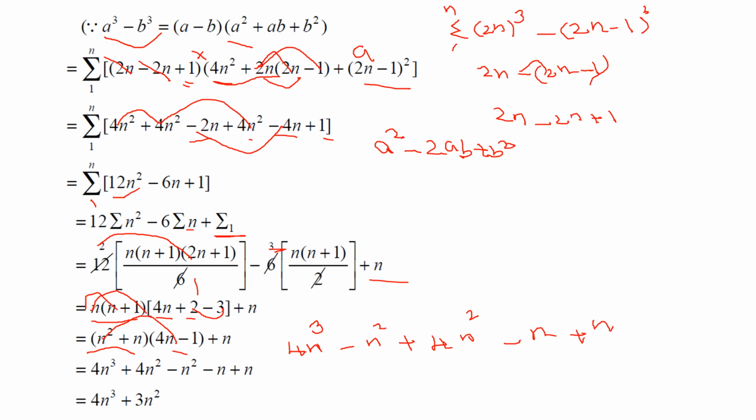Okay, so here you write that in standard form, n cube, n squared. So 4n cube plus 4n squared minus n squared. Standard form you write it, minus n plus n will cancel. And after, here also like terms, so you subtract 4n squared minus n squared, that the coefficient is 1, therefore 4 minus 1, 3, 3n squared. So our answer is 4n cube plus 3n squared for n terms.